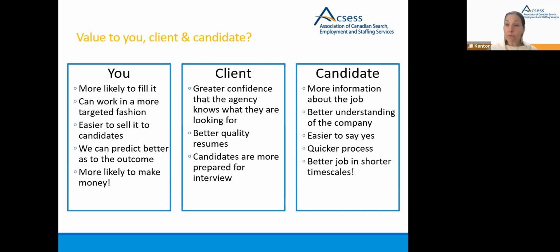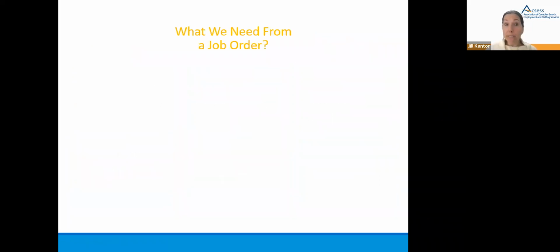So the more information you have about the job, the much easier it's going to be to sell that opportunity, and also to help them get best prepared for when they meet the client. They'll have a better understanding. It's easier to say yes. So just so many reasons for all of us that job intake is important.